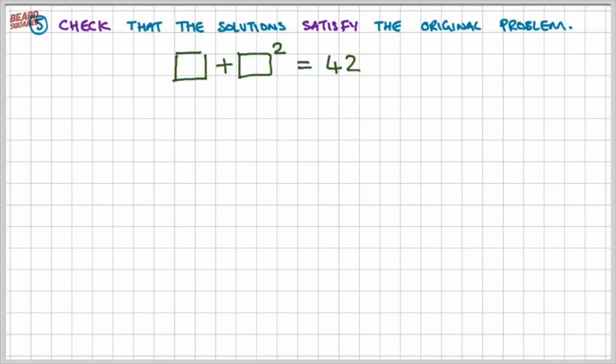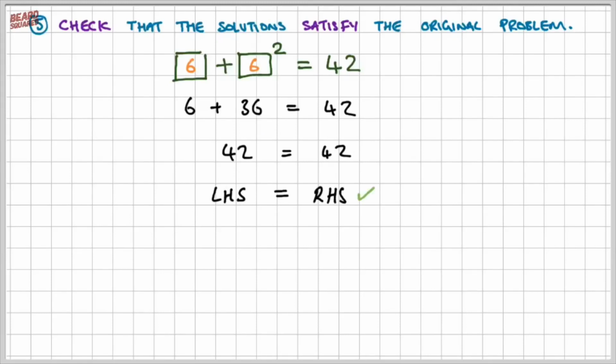Okay, let's look at our second solution, which was 6. So 6 plus 6 squared should give us 42. 6 plus 36 gives us 42. So 42 is equal to 42. The left-hand side and the right-hand side are equal, so that checks out well.